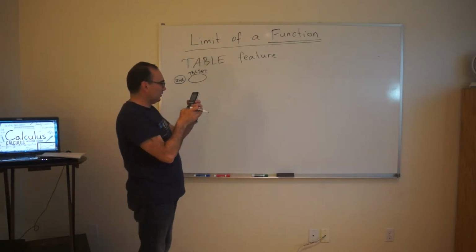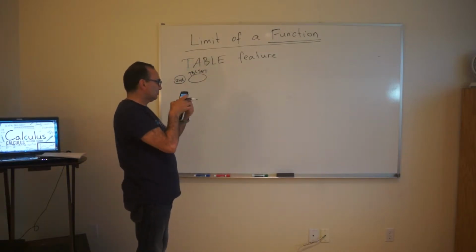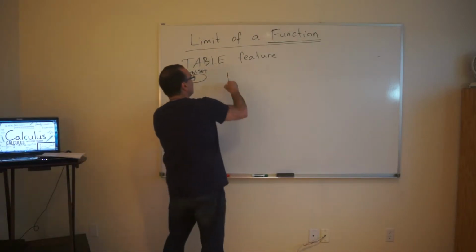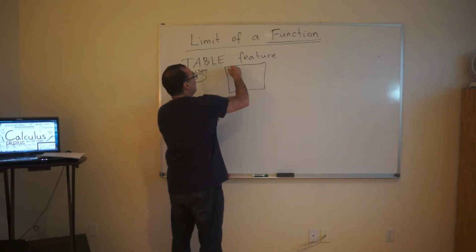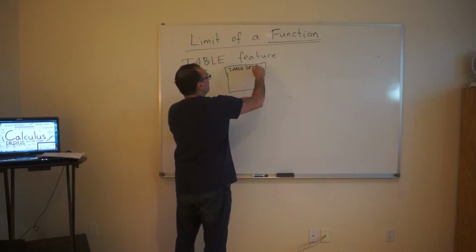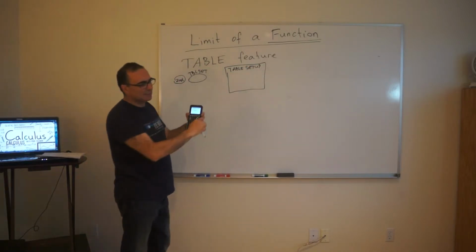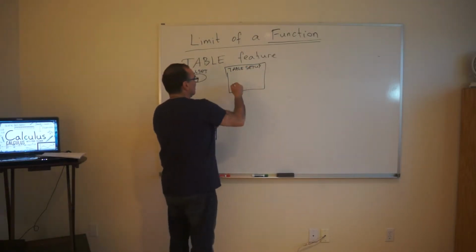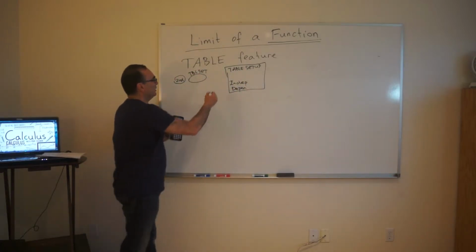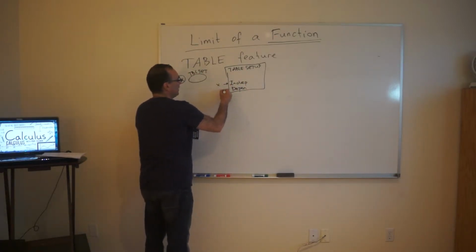And when you do it, on your calculator you will see a screen like this. Table set up, and there are several lines here, so you look at the last two lines. The last two lines are labeled independent and dependent. Independent is actually named for x. Independent means x, and dependent is named for y.